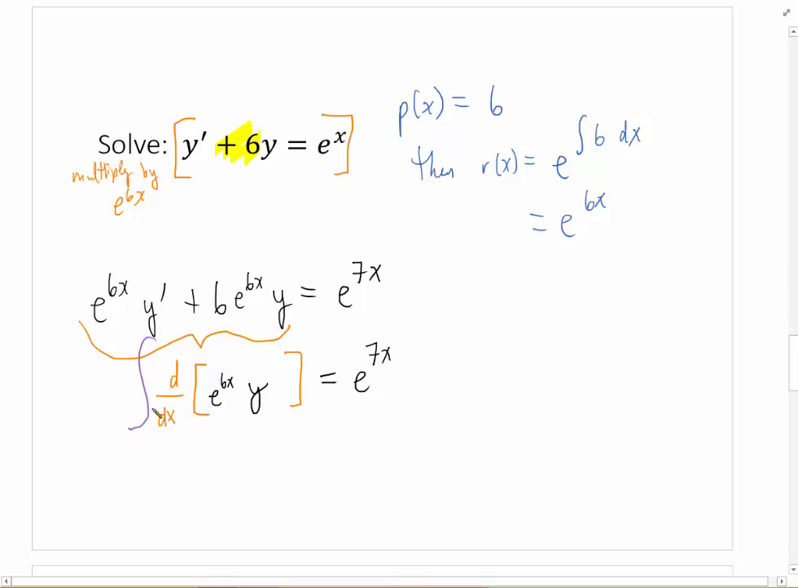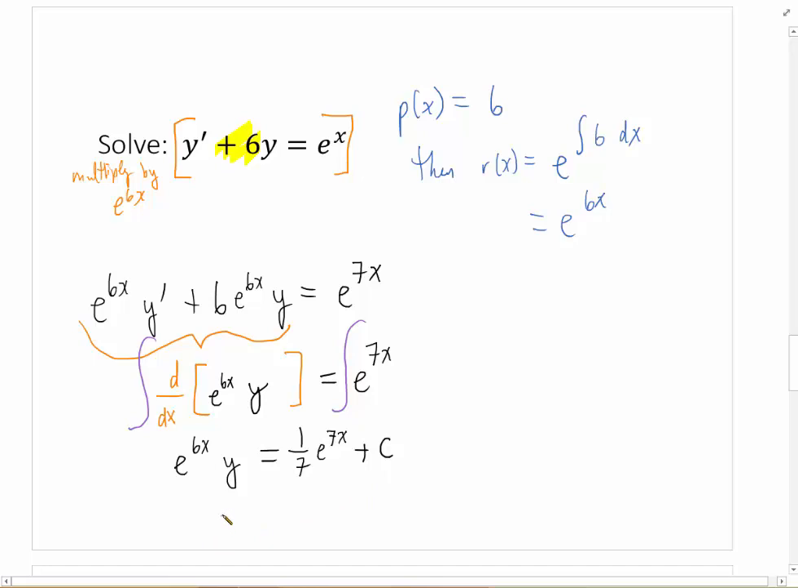We find antiderivatives. The antiderivative of the derivative, that's e to the 6x y, and the antiderivative of e to the 7x is 1/7 e to the 7x plus a constant. Now we need that constant there. We can't make any assumptions about it yet.